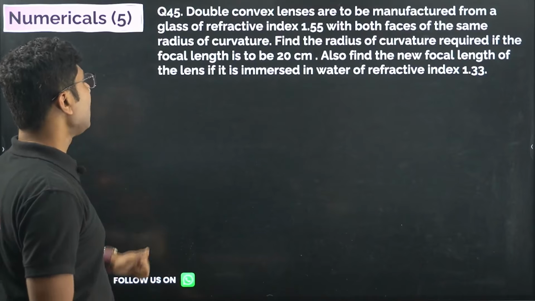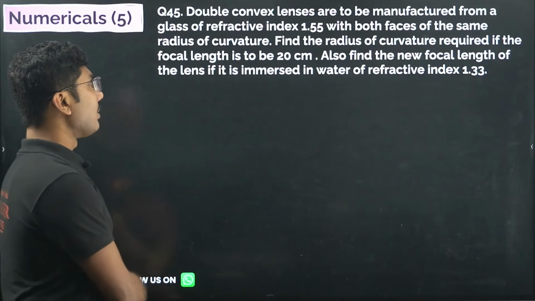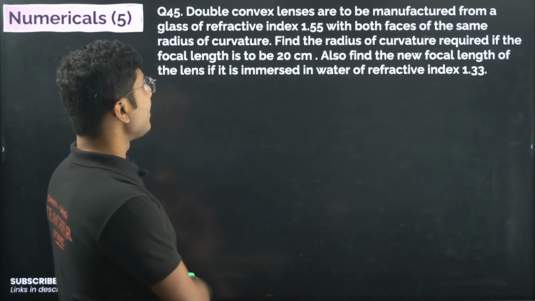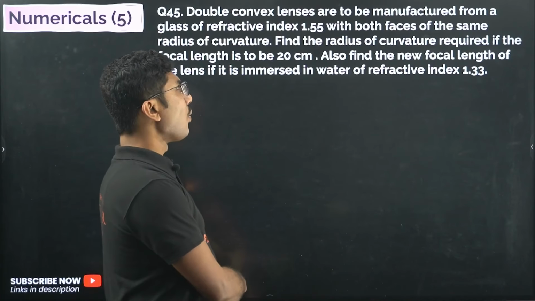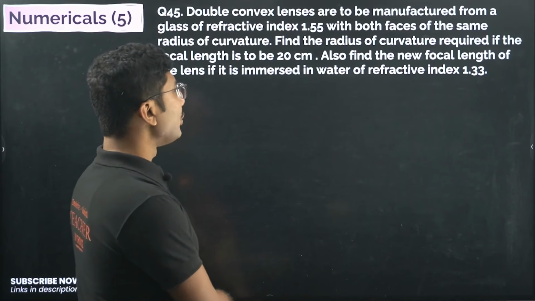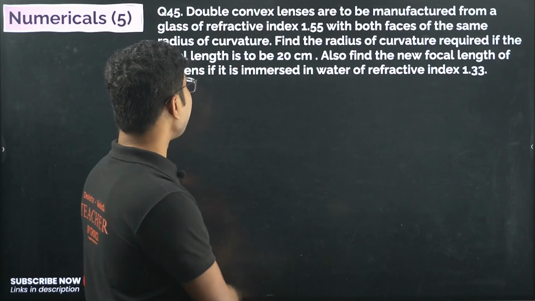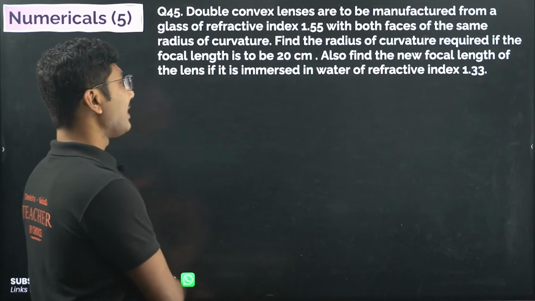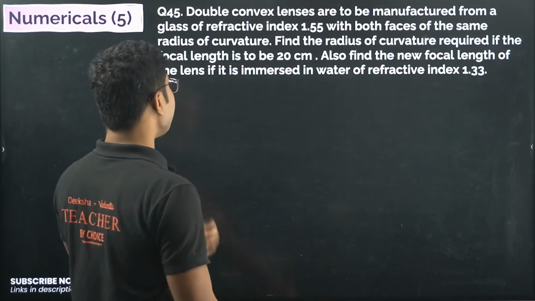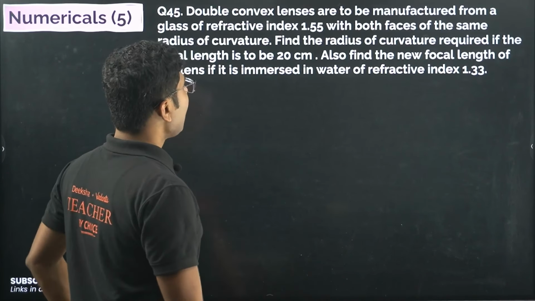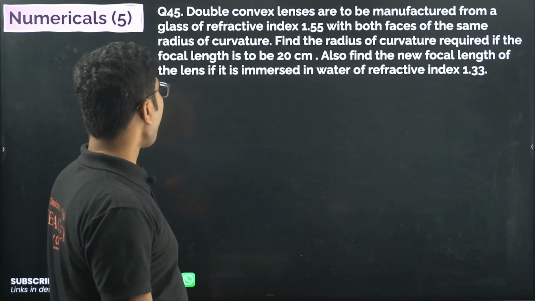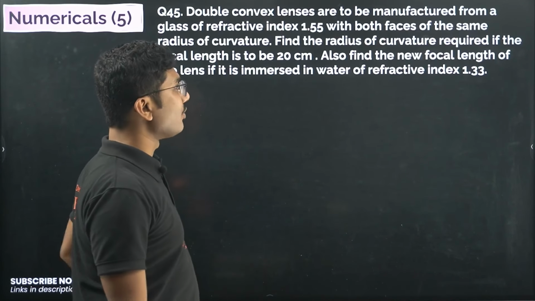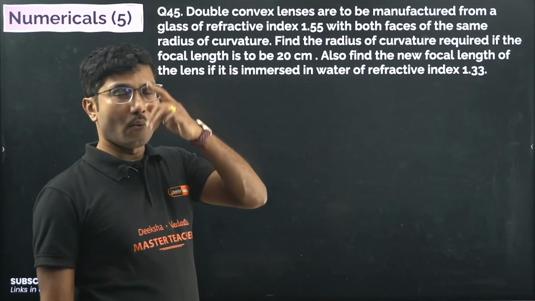Last question of the sample paper. A double convex lens is to be manufactured from a glass of refractive index 1.55 with both faces of the same radius of curvature. Find the radius of curvature required if the focal length is to be 20 centimeter. Also find the new focal length of the lens if it is immersed in water of refractive index 1.33.